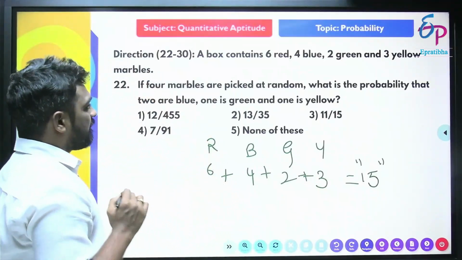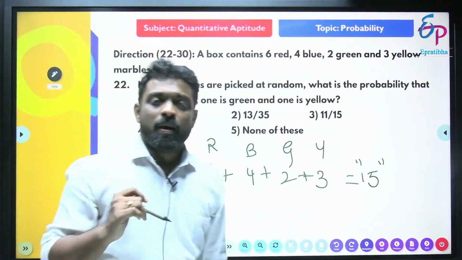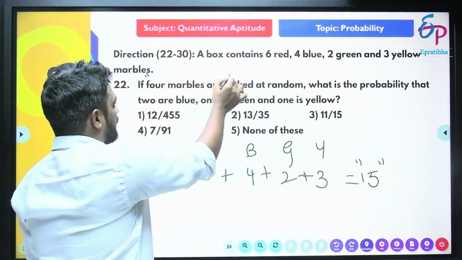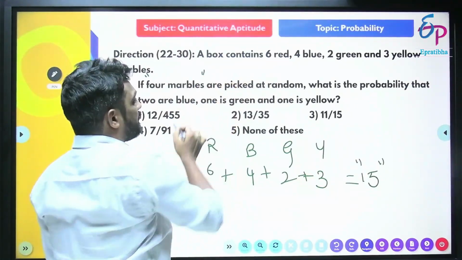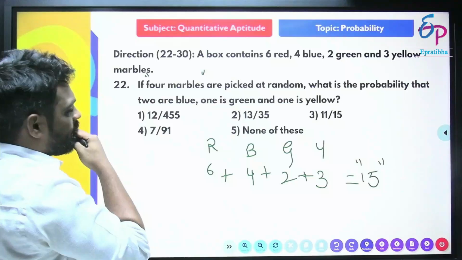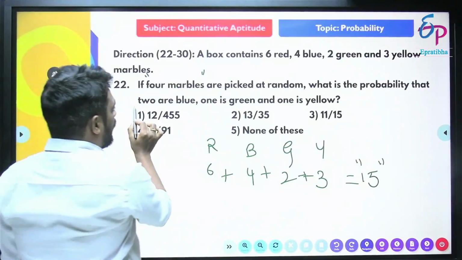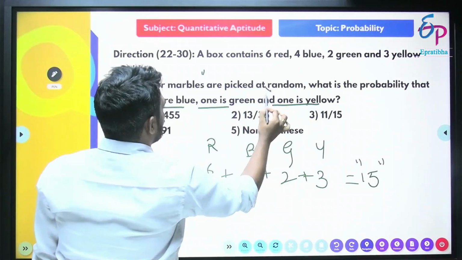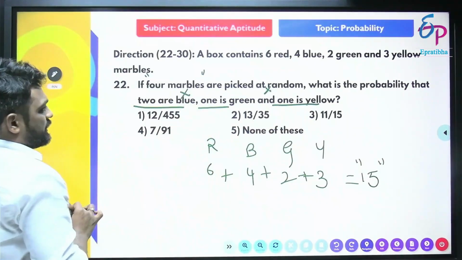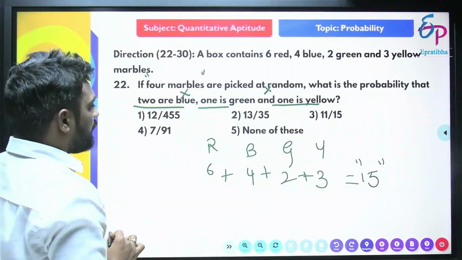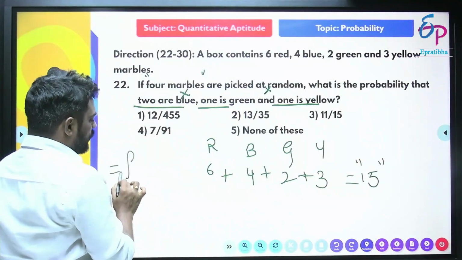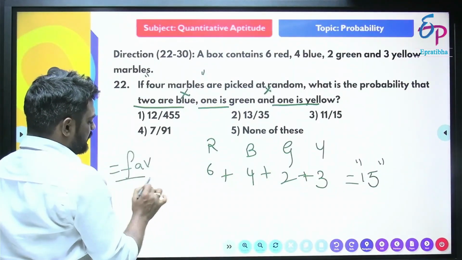15 marbles we have. 4 marbles are picked up randomly. How many marbles are picked up randomly? 4 marbles picked up randomly. What is the probability that 2 are blue and 1 is green and 1 is yellow? And means what? Multiplication. 4 marbles are picked from how many marbles? Favorable outcomes by total outcomes we have to write, right?